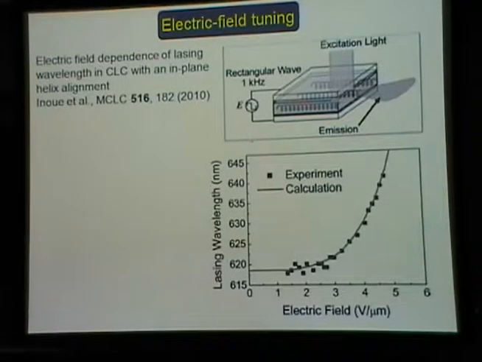Okay, we can also tune the pitch by applying an electric field.